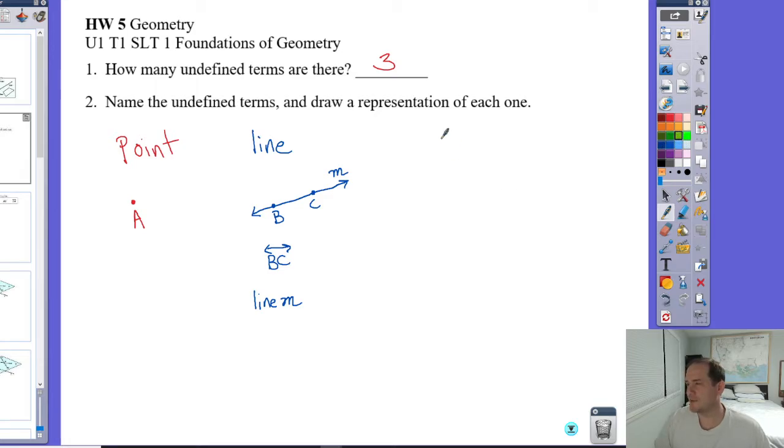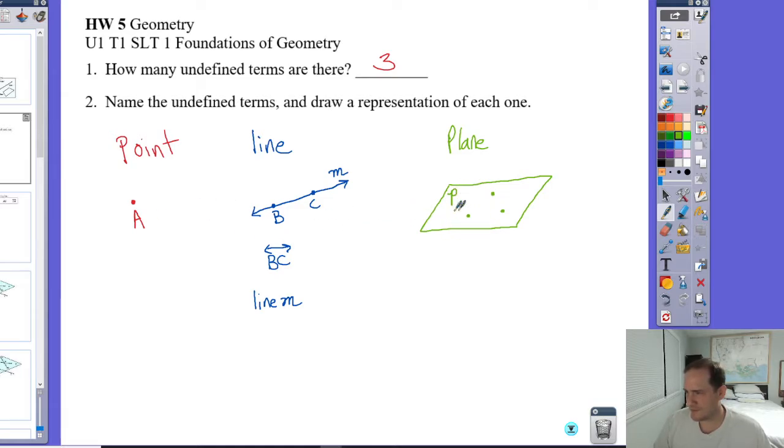And finally, we have plane. That's our 3rd undefined term. Planes can be named 2 different ways too. You can name them either with an uppercase cursive letter, usually P for plane, but it could be other letters. Or you could name it by 3 points in the plane, but you got to make sure those 3 points don't all lie on the same line. They have to be non-collinear points, meaning essentially they have to form a triangle.